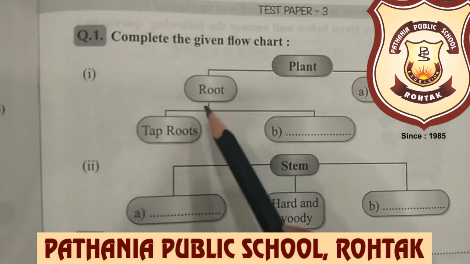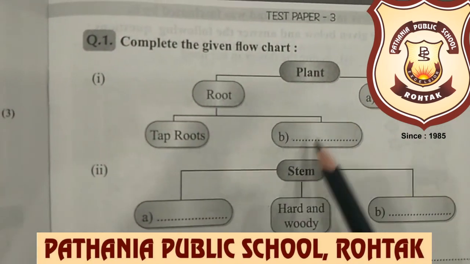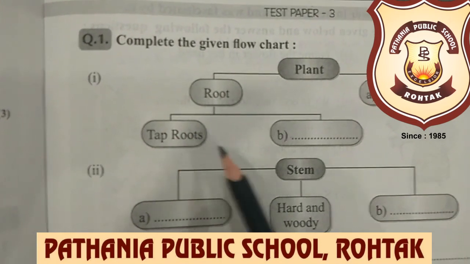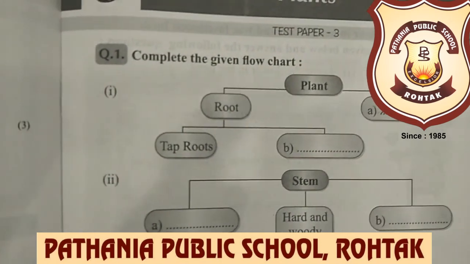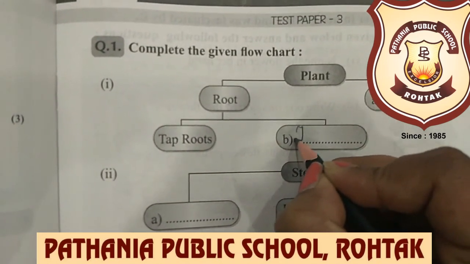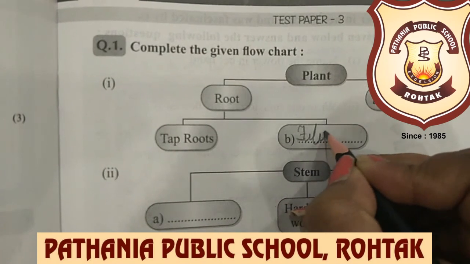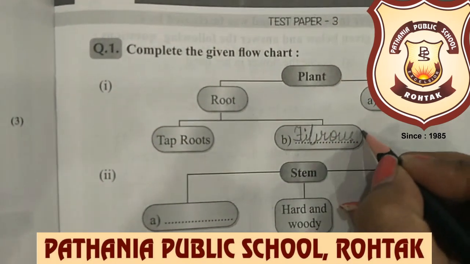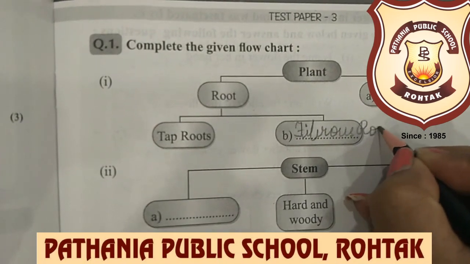Now next, roots. These are the types of roots. One type of root is tap roots. What is the other type of root? Tell me. Yes, it is fibrous roots. So we will write here fibrous roots.